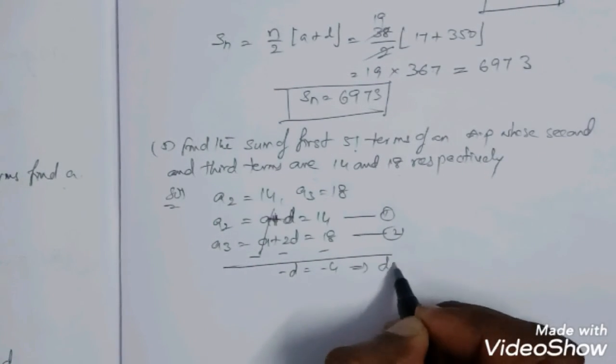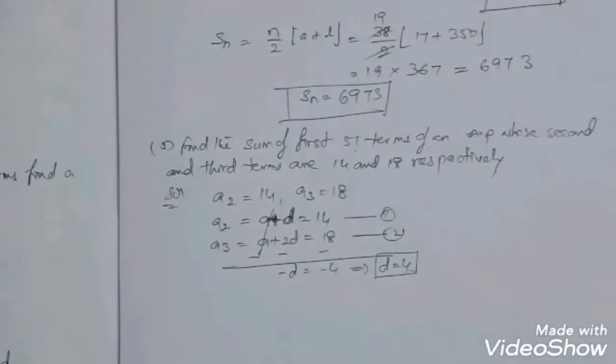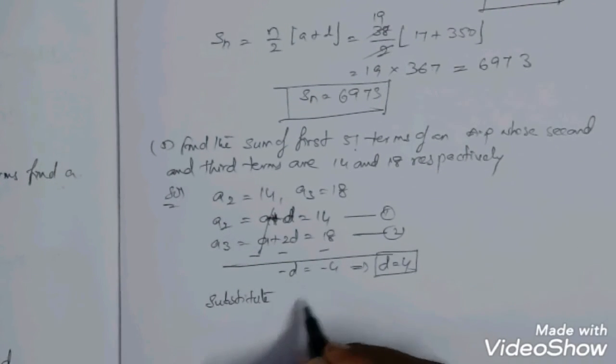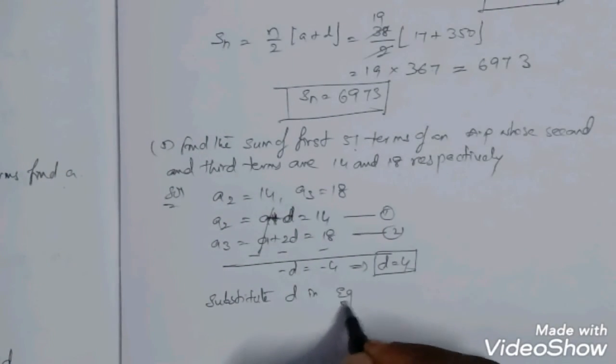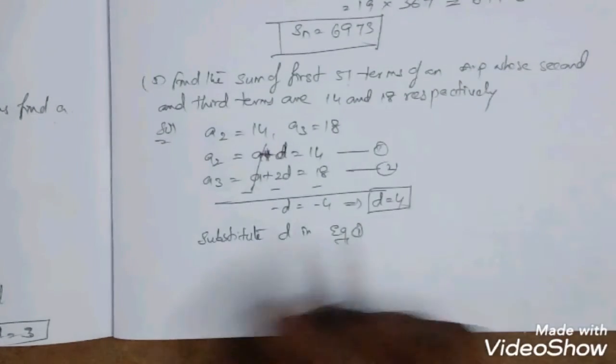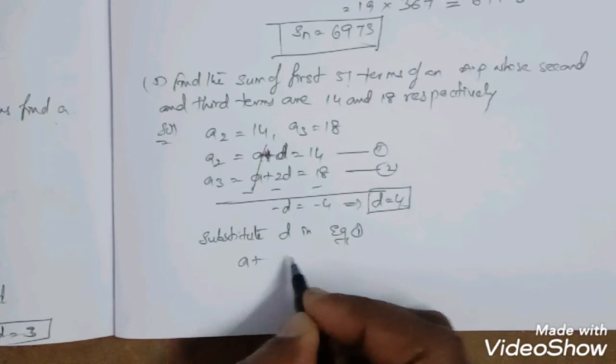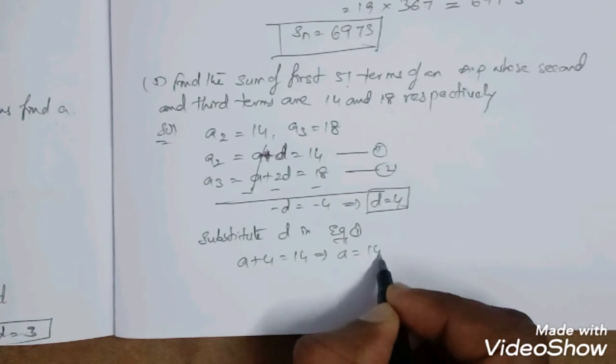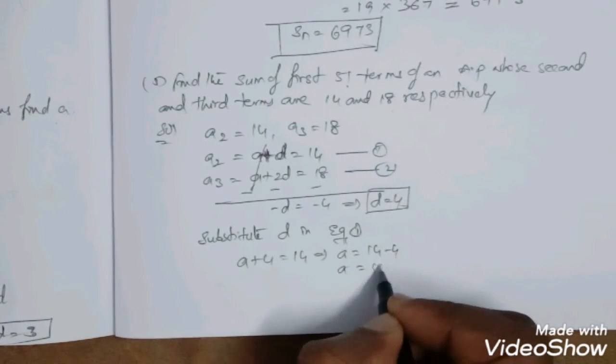So D is equal to 4. Right. So after getting the value of D, now substitute D in equation number 1. Now if I substitute D in equation number 1, you will get here A plus 4 is equal to 14, so that you will get A is equal to 14 minus 4, that is A is equal to 10.